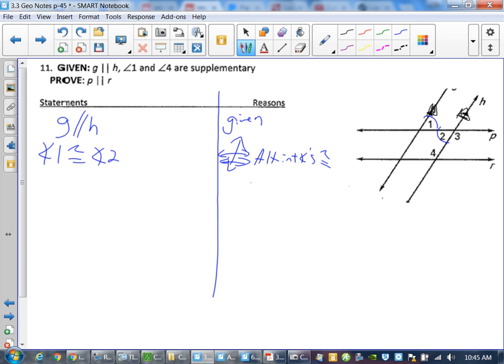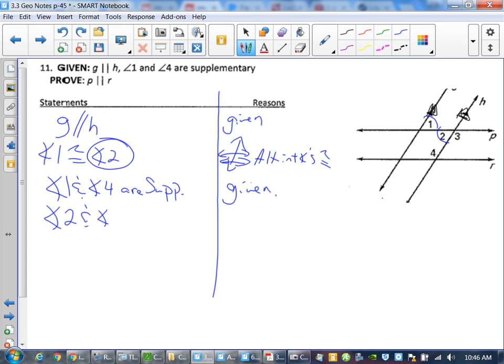Now I know that 1 and 4 are supplementary, which means anywhere I have a 1, I can replace it with a 4. Anywhere I have a 4, I can replace it with a 2. So 2 and 4 are supplementary now, because all I did was replace it, so it's just a substitution.